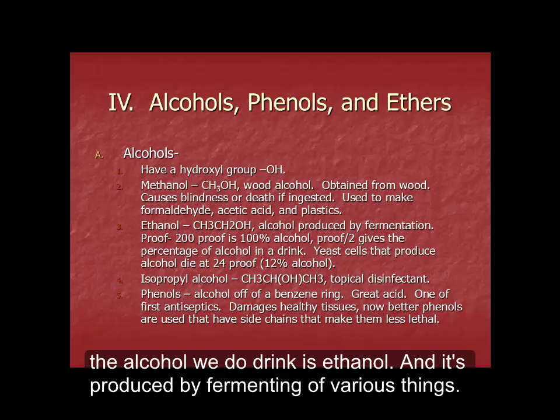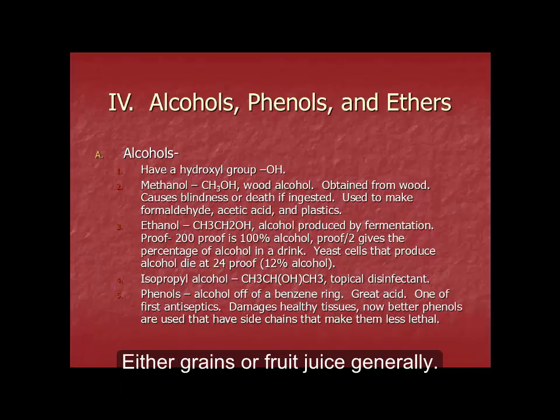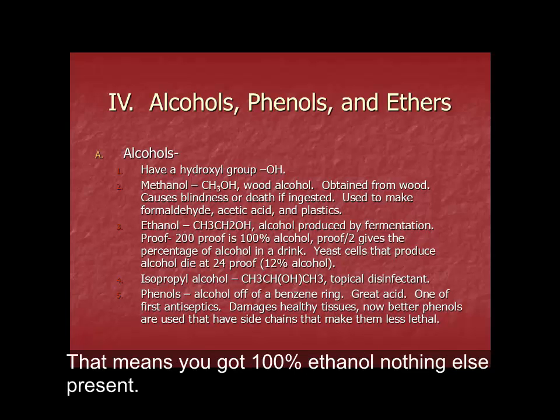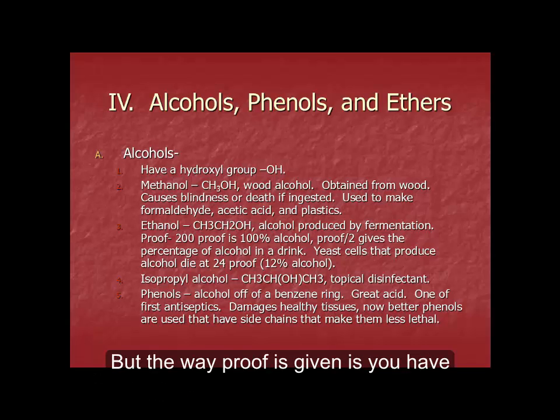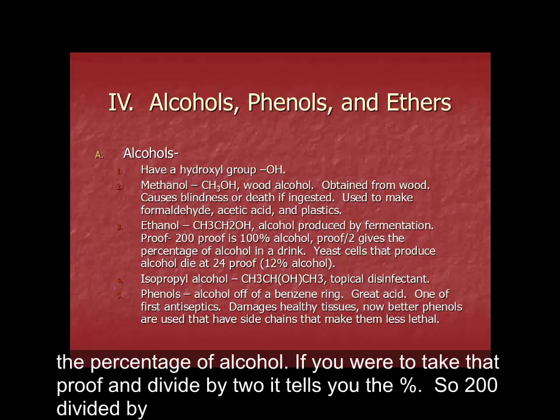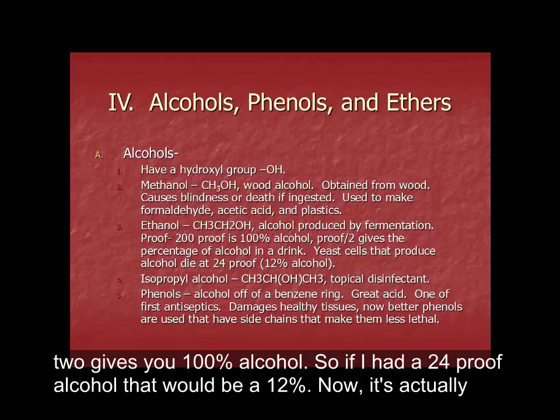The alcohol we do drink is ethanol, and it's produced by fermenting various things, either grains or fruit juice generally. If you have proof 200, that means you've got 100% ethanol, nothing else present. Not the safest thing to be drinking. It would actually shut your throat. The way proof is given is you have the percentage of alcohol. If you were to take that proof and divide by 2, it tells you the percentage. So 200 divided by 2 gives you 100% alcohol.